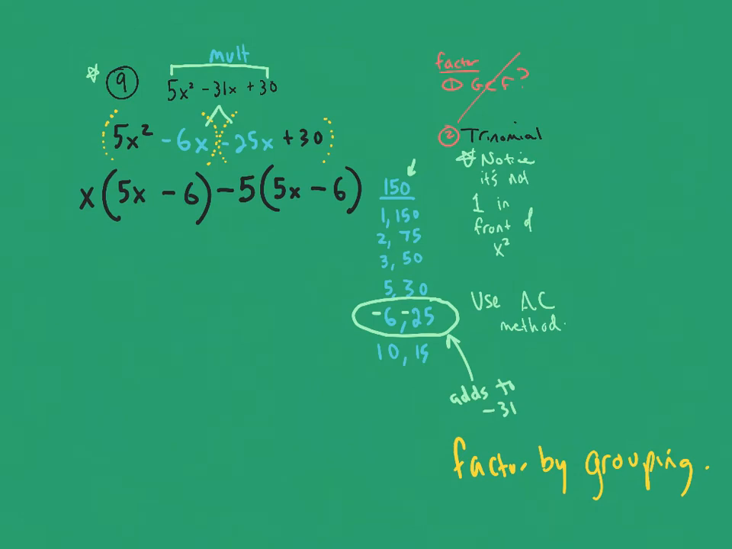And what will typically happen is you'll have part of that that's identical. The parentheses is the same, 5x minus 6. And we're going to take that out and then multiply it by whatever was left.